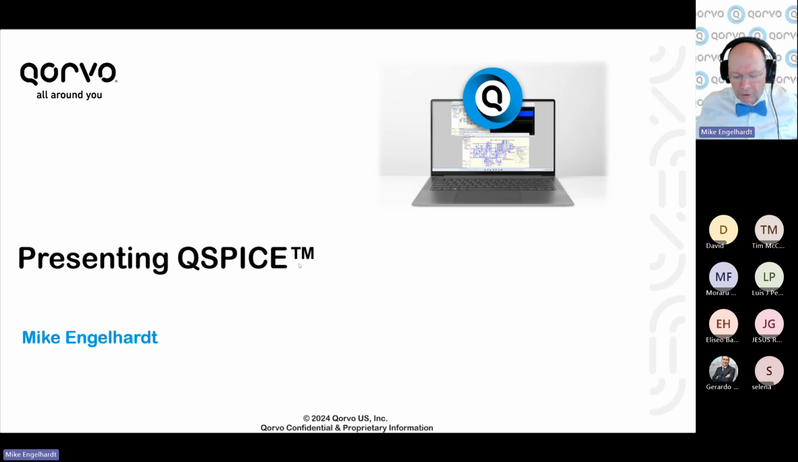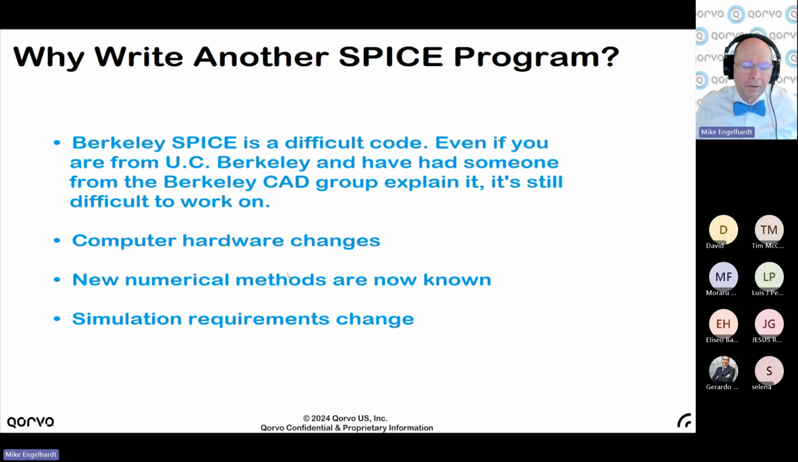I'm the person that wrote QSPICE, and QSPICE is a general purpose circuit simulator with phenomenal mixed mode simulation capability. It's not the first simulator I've written, though, so it's probably worth thinking a little bit about why you would write another SPICE program. Basically, it comes down to this. All these SPICE programs are based on an academic code called Berkeley SPICE that was written many decades ago, and it is a very difficult code.